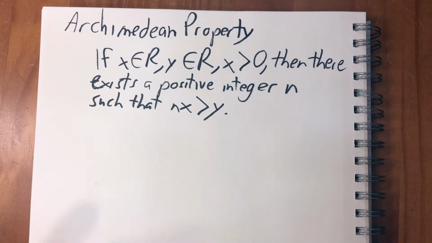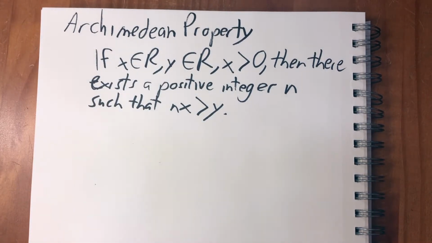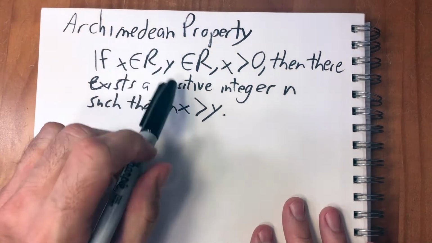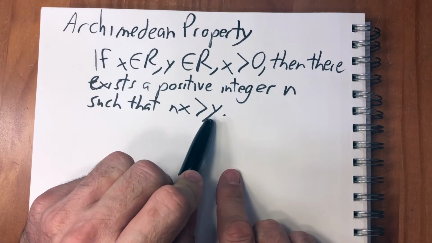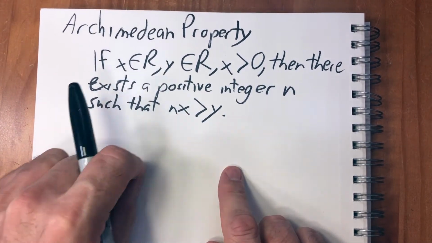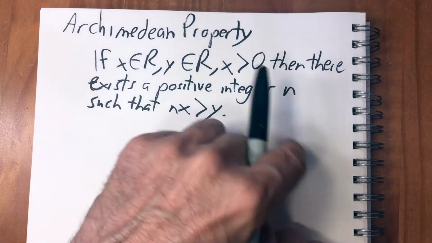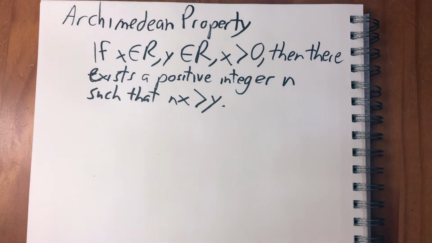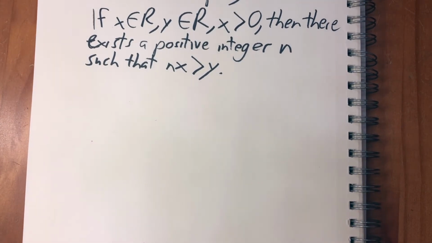So this is one of those things where the actual formulation of it doesn't jump out at you, what it's saying. And this property actually has a lot of ramifications. It can be expressed or applied in a lot of different ways. But what it's saying is that if you have any real number y, then even if x is less than y, you can multiply x by some integer to get nx on the other side of y.